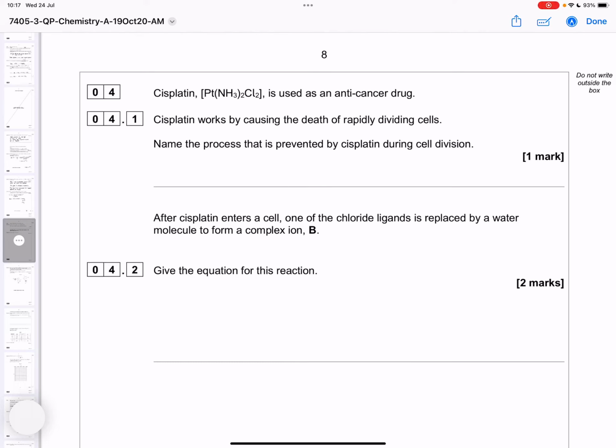Cisplatin is used as an anti-cancer drug. Cisplatin works by causing the death of rapidly dividing cells. Name the process that is prevented by cisplatin during cell division. Cisplatin causes DNA to kink and prevents DNA replication.